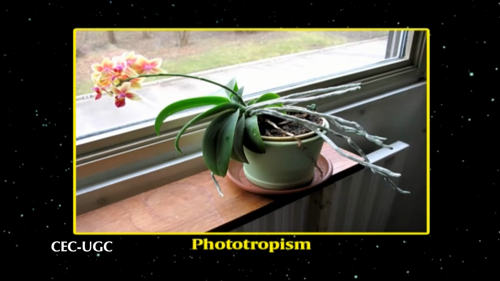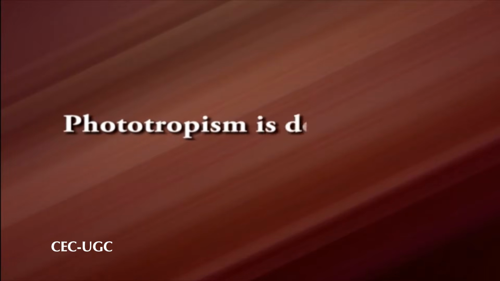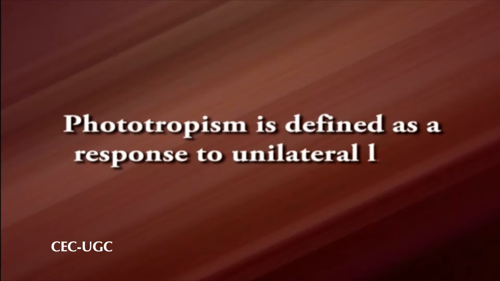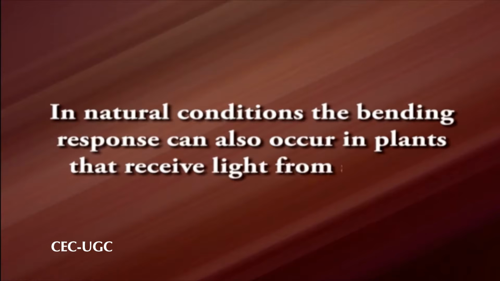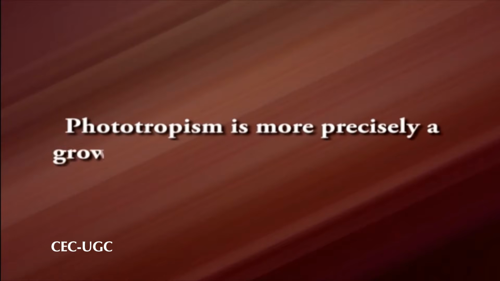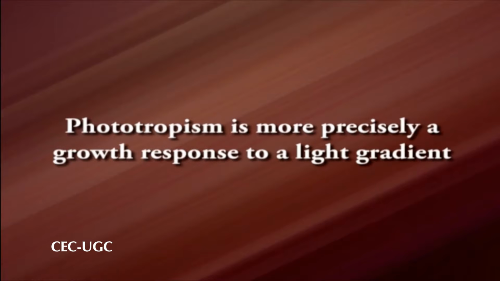Phototropism. In fact, one of the commonly observed examples of phototropism is the bending of indoor house plants towards the light source from an open window. Phototropism is often defined as a response to unilateral light. However, in natural conditions, the bending response can also occur in plants that receive light from all sides. In such cases, it is the unequal distribution of flux rate on different sides that makes a light gradient. Therefore, phototropism is more precisely a growth response to a light gradient.